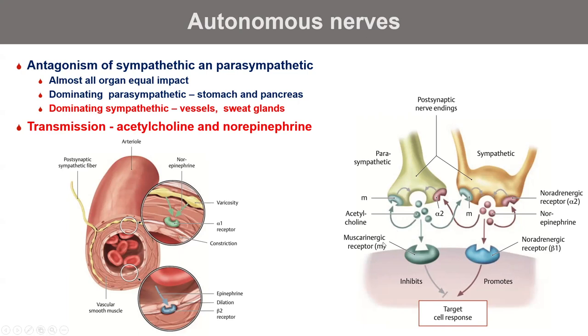The neurotransmitter for the parasympathetic part at the postganglionic neurons is acetylcholine, which acts upon the muscarinic receptor, shown by the M. For example, if the sympathetic in this target organ is promoting, the parasympathetic in the same target organ is making inhibition. So they are antagonizing together.